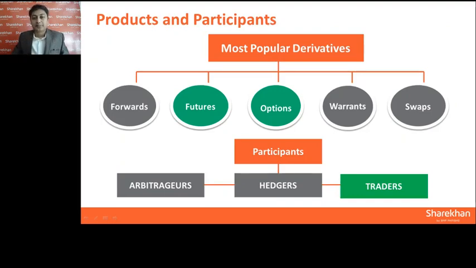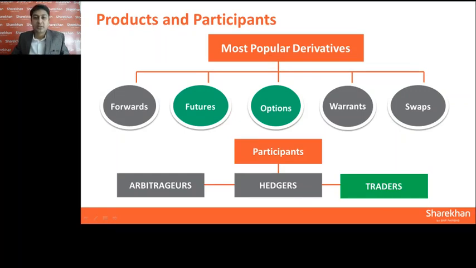Participants, there are three types of participants in the futures and options segment. One is the arbitrageur, someone who is looking to generate 9 to 10% yield on a yearly basis. Arbitrageurs generally buy in the cash market and sell in futures, or they go short on options, and they manage it via other types of instruments.